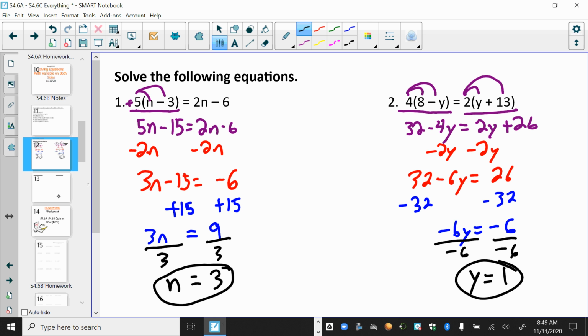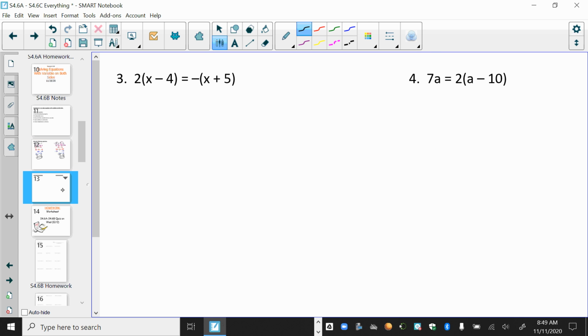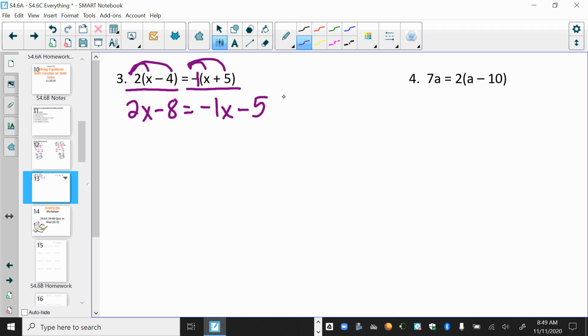All right. Let's do 2 more of those. We might end up doing some homework when we're in the live section here, okay? So distributive property, purple, I got this one right here. 2 times x to get 2x. 2 times negative 4 to get negative 8. Here I have negative nothing, so we're going to call it negative 1 times this. So negative 1 times x is minus 1x. Negative 1 times positive 5 is negative 5. All right. No like terms.